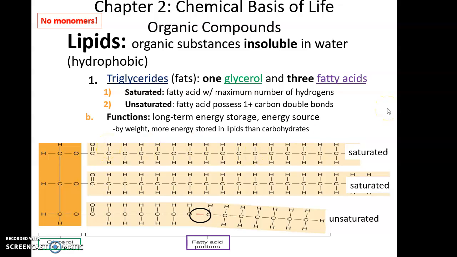All right, functions of triglycerides. Triglycerides are important for long-term energy storage. We store energy for the long term in the form of fats, which are in the form of triglycerides. And triglycerides are, of course, also an energy source. We can take that energy out of storage and use it. Overall, by weight, the energy stored in lipids is more concentrated than in carbohydrates. So that's why lipids make a better choice for long-term energy storage.